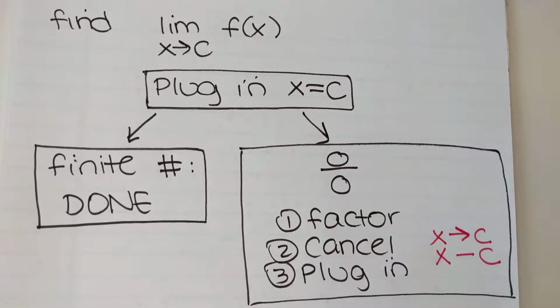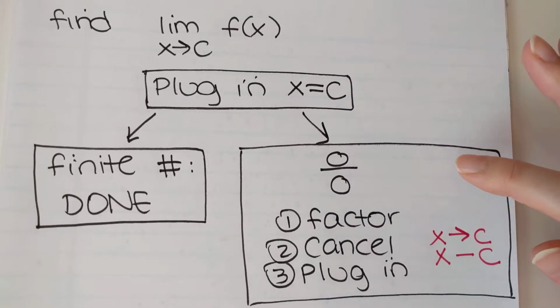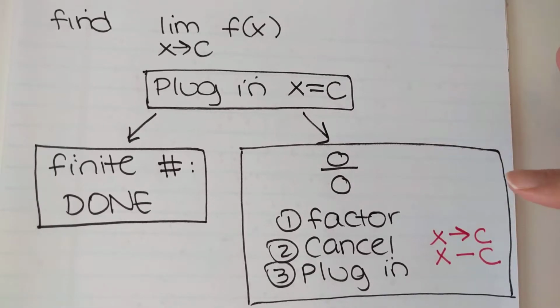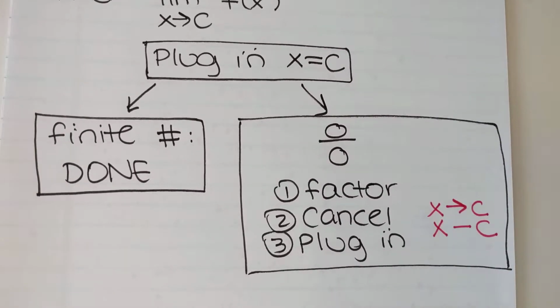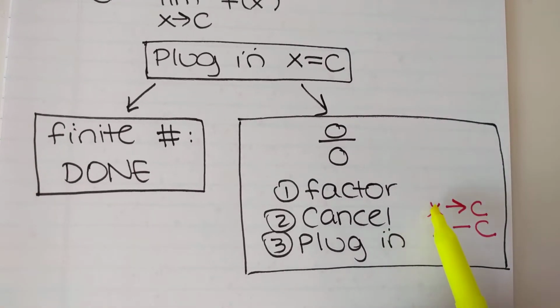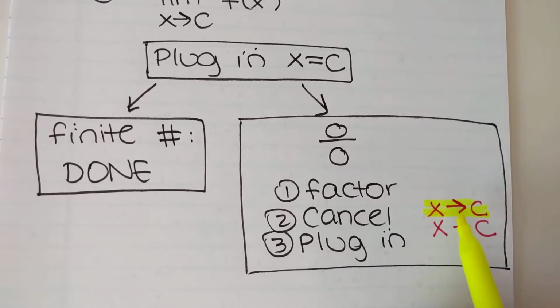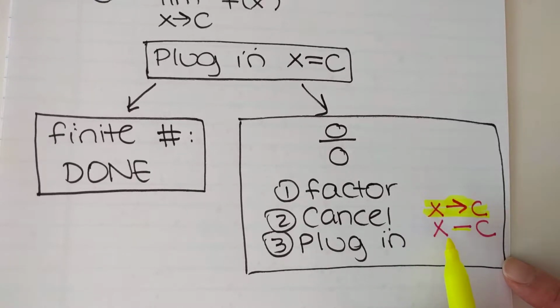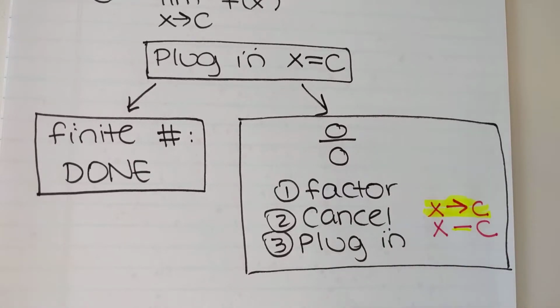So from a practical standpoint, that means that when we plug in and we get 0 over 0, we will factor, then cancel out the factor or cross out the factor and plug in. And we discussed how if you have a limit that is going to c, you can almost think about that arrow as becoming a minus sign. And your goal is going to be to cross out or cancel this x minus c factor in both the numerator and the denominator.